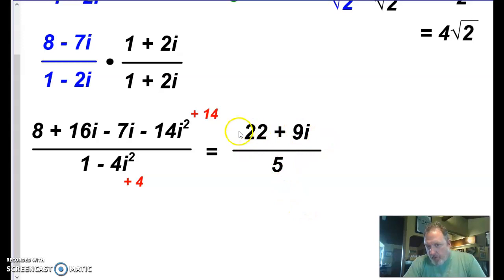Now, if these were both divisible by 5, we'd simplify. So, for example, if this was 25 plus 10i, then we would divide both of them by 5 and simplify. But since we can't do that, this is our final answer, and that's in rational terms. And that will wrap up our notes for today in regards to complex numbers.